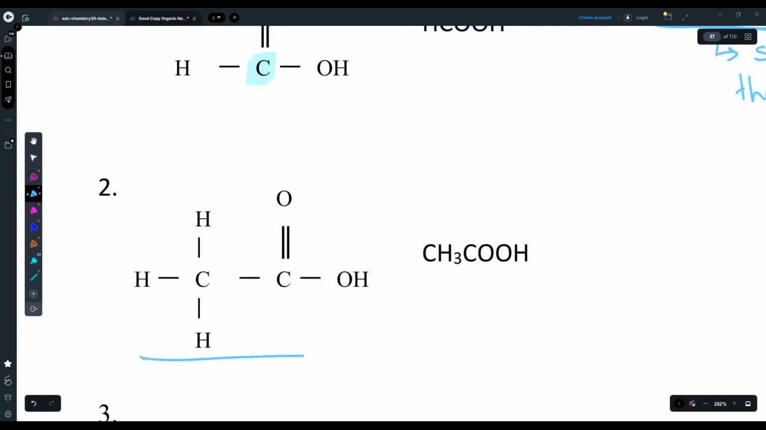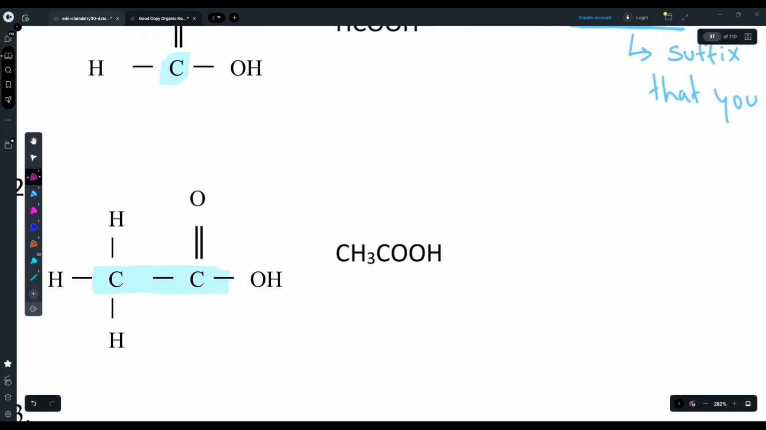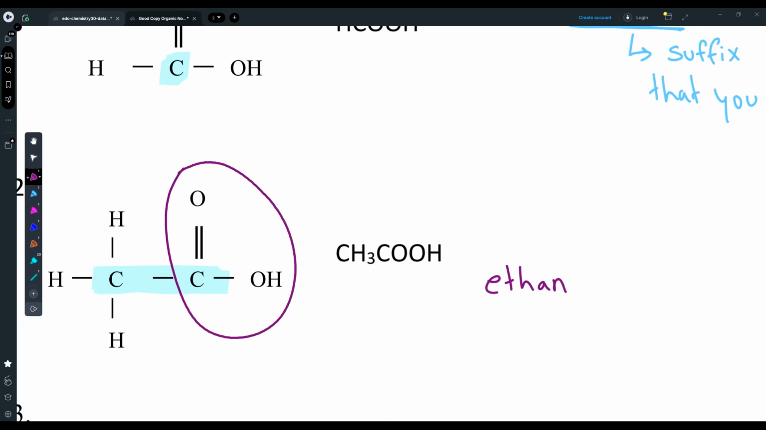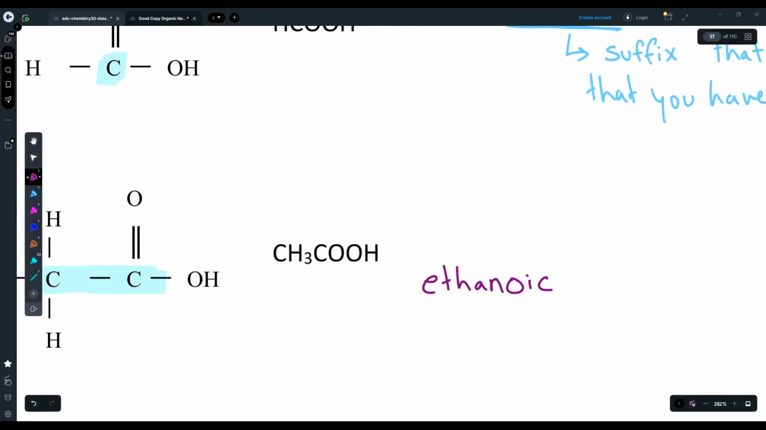So once again, they've given us the structure and the molecular formula for the same compound here. I'm going to focus on the structure that we're given here. So there's our parent chain. We've got 2 carbons in our parent chain. So again, I start with the alkane name, but I'm going to drop the E because of this functional group here, that carboxyl, and I'm going to replace it with oic acid.